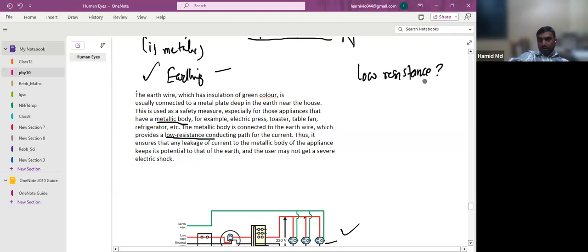Why is this low resistance? We know I is equal to V over R. A wire which has low resistance. So what is the definition of resistance, Jaslyn?